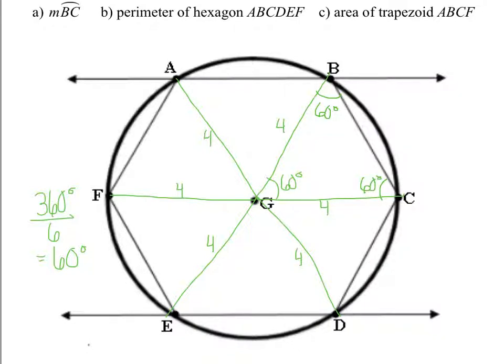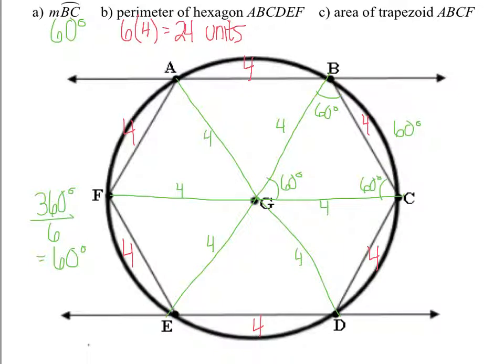To answer the question about the measure of arc BC, well, it is made by a central angle. Central angles have the same measure as the arcs they intercept, so BC must be 60 degrees as well. Also, if these are equilateral triangles, and this is 4 and this is 4, this length right here must also be 4, which means this is 4, this is 4, this is 4, this is 4, and this is 4. Our perimeter is going to be 6 times 4, which is going to be 24 units.